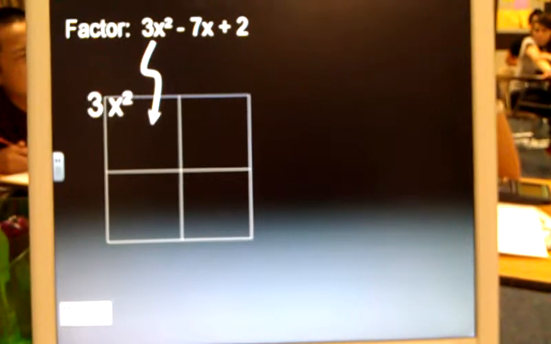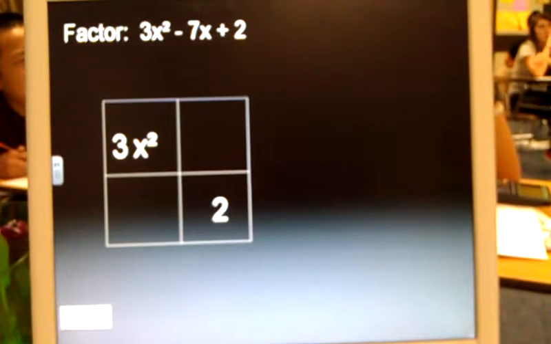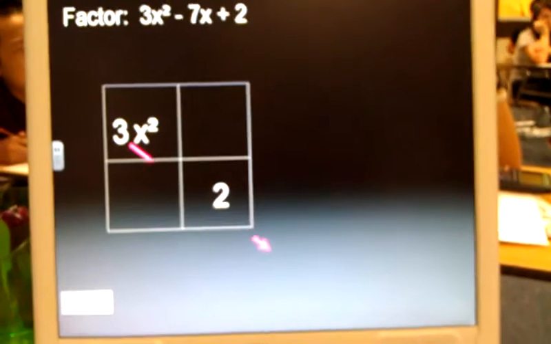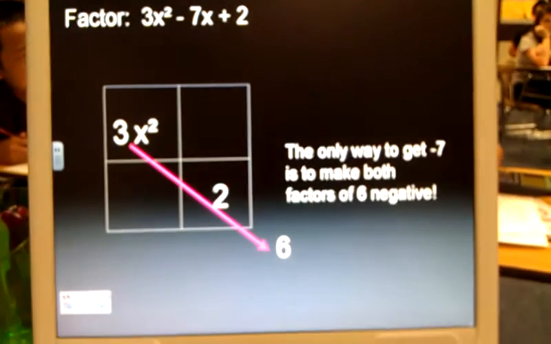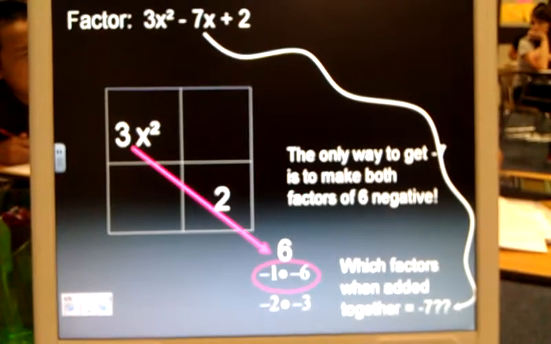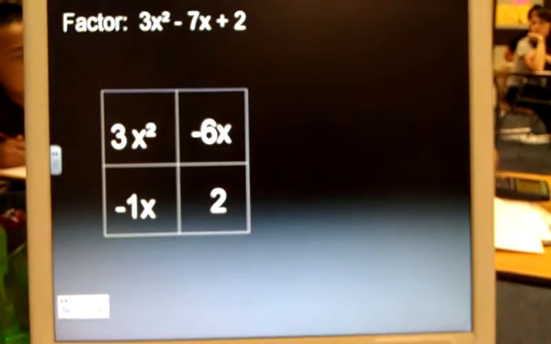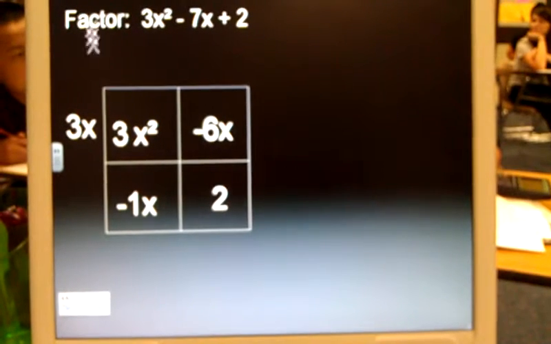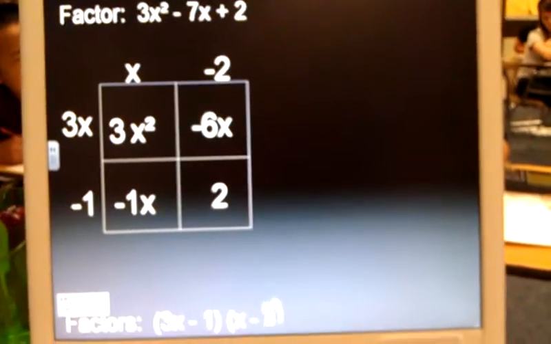Again, 3x squared goes in the top left hand, 2 goes in the bottom right. Multiply 3 times 2 to get 6, and you're going to list the factors of 6. We've got -1 and -6, -2 and -3. You want them that add together to get -7. That's where they came up with that. Now, they got the 3x on the left because out of that top row up here, you had to find the GCF. On the other videos, it will go a lot slower to where we can understand.